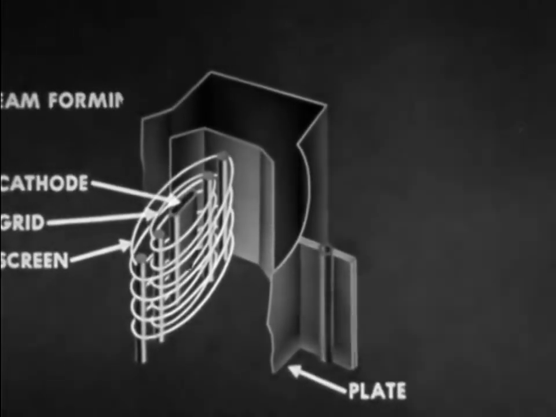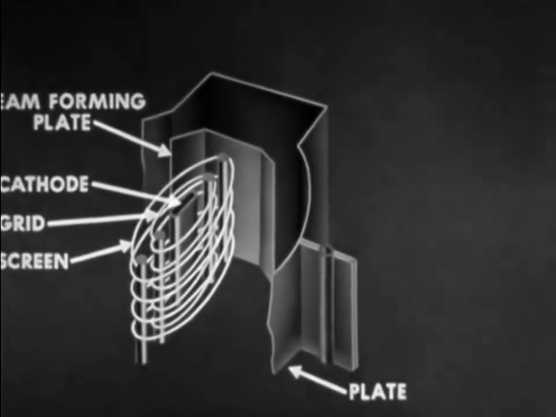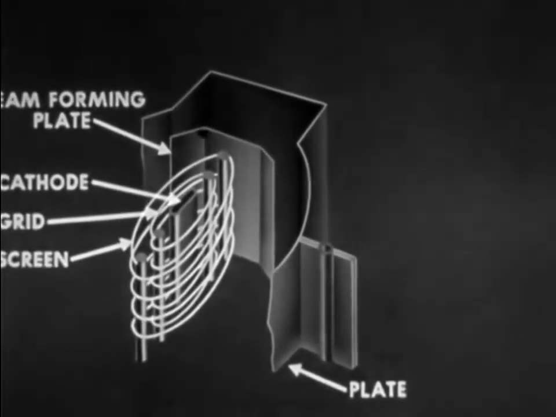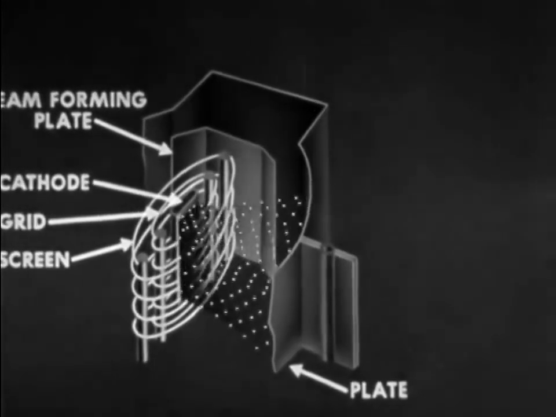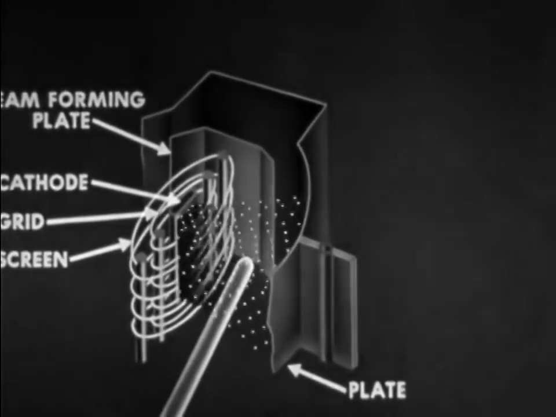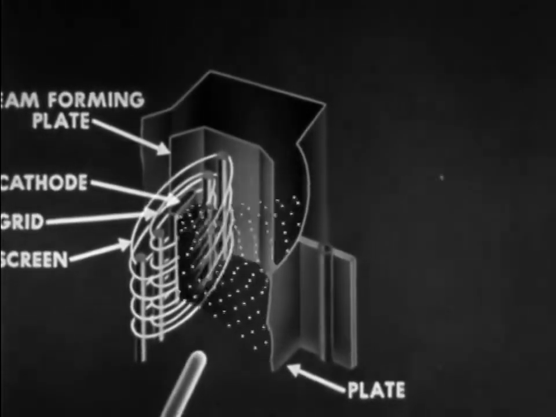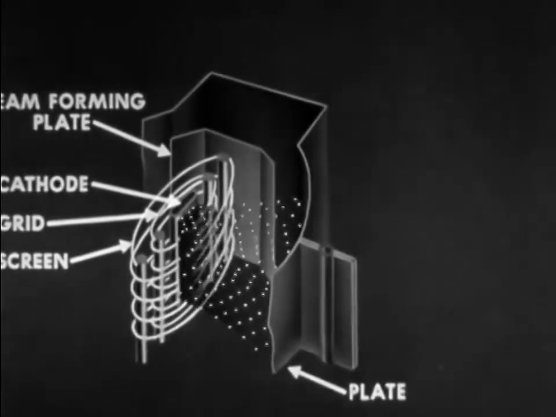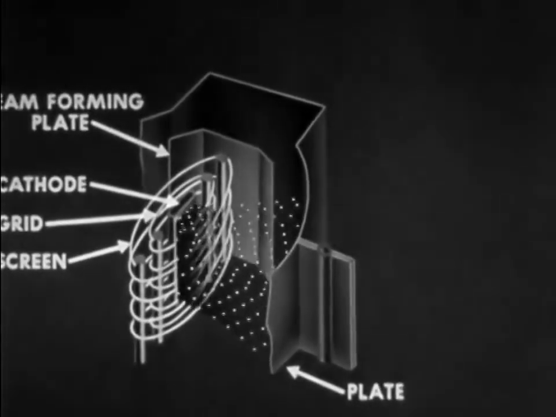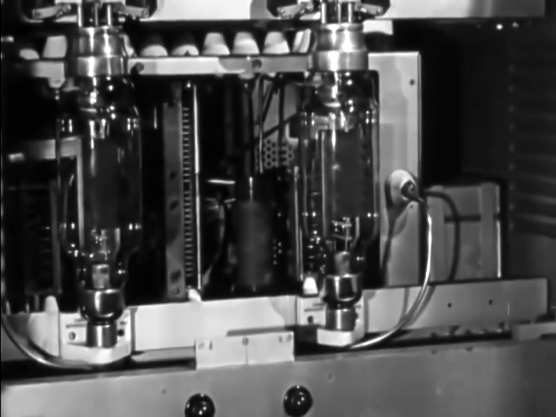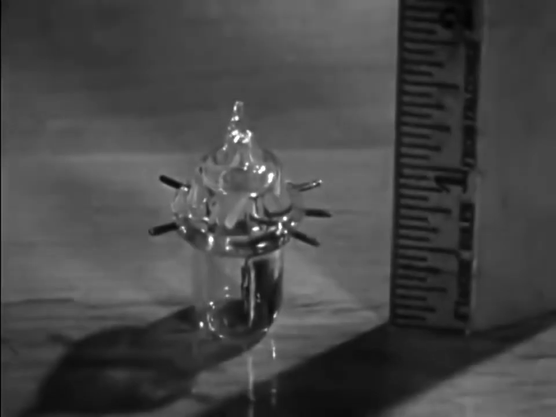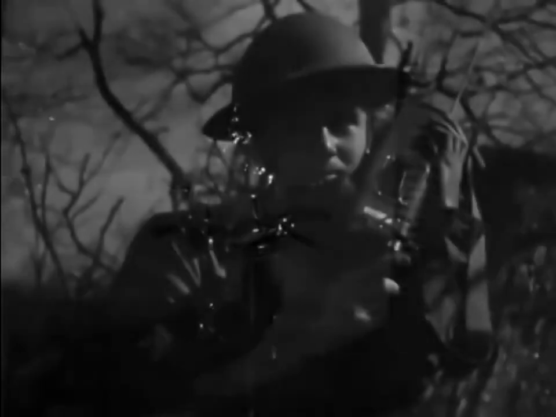The beam-forming plates are so placed as to direct the cathode-to-plate stream of electrons in a beam. Here the stream of electrons carries the secondary electrons, which are knocked off, back to the plate, thereby eliminating the necessity for a suppressor grid. Whether built into great power tubes or into the tiny peanut tube, the principles of the triode tube are basic.